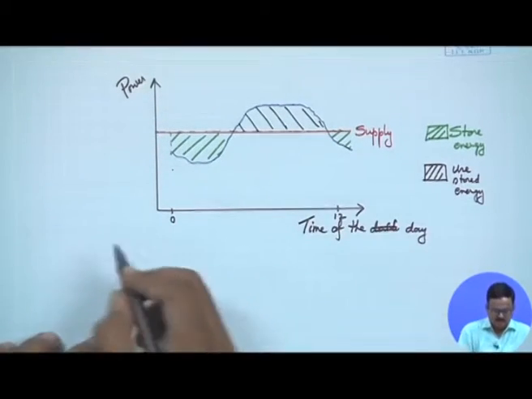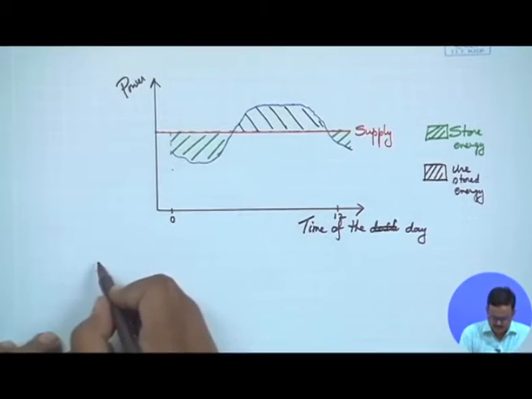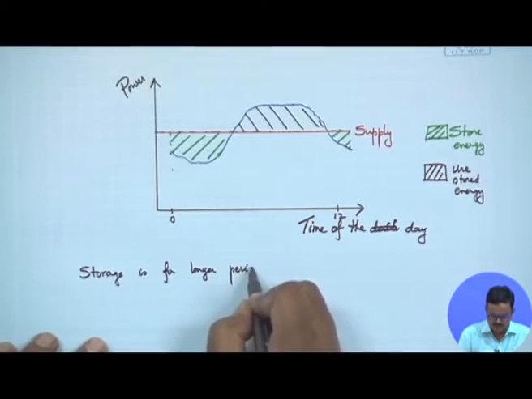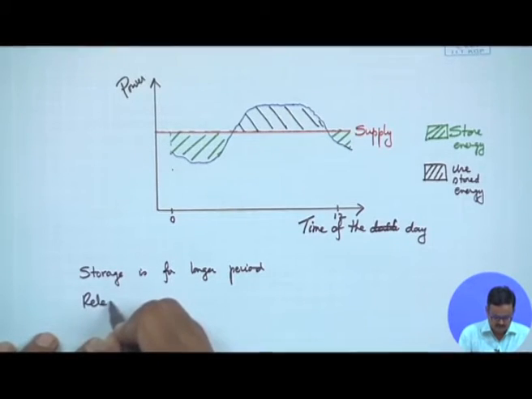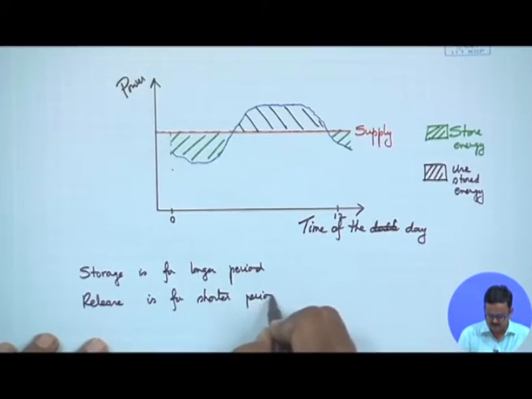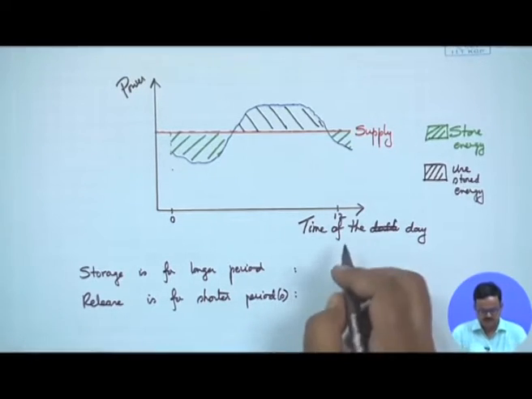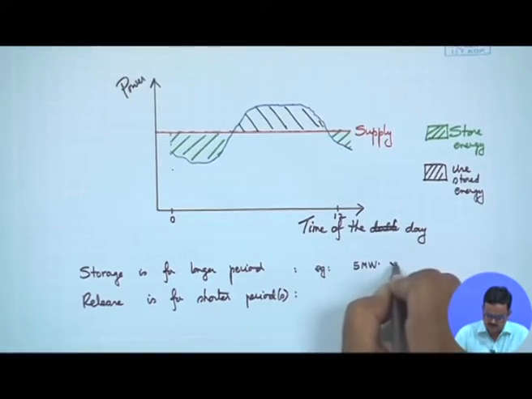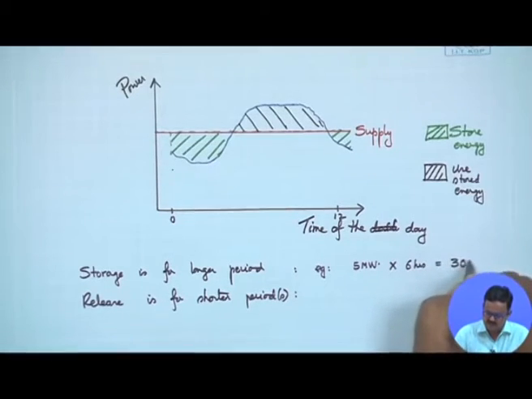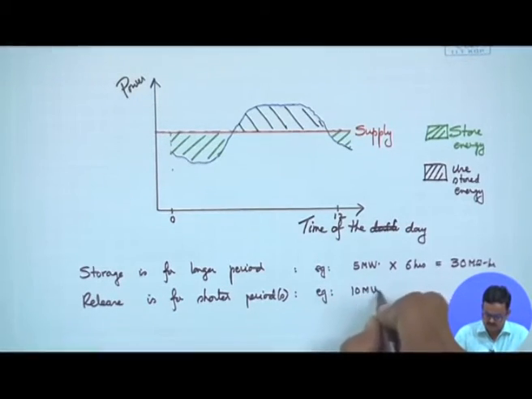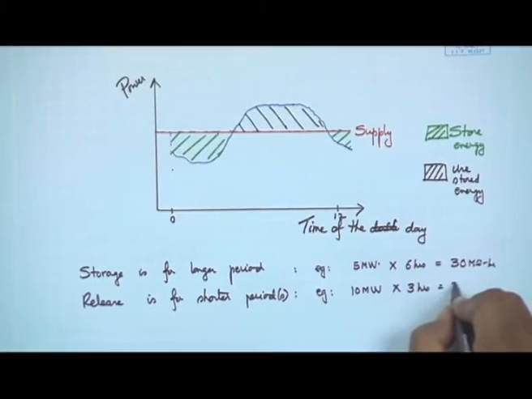The way I have drawn is a little different. Actually, the supply line should be a little higher, because the storage is typically for a longer period, and release is for shorter period or periods, I would say. It can be more than one. Okay. So, as an example, let us say 5 megawatts times 6 hours. So, this is 30 megawatt hour, and the release, let us say, is 10 megawatts times 3 hours. So, this will also be 30 megawatt hour.